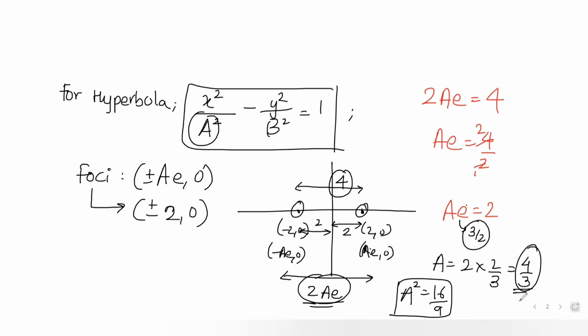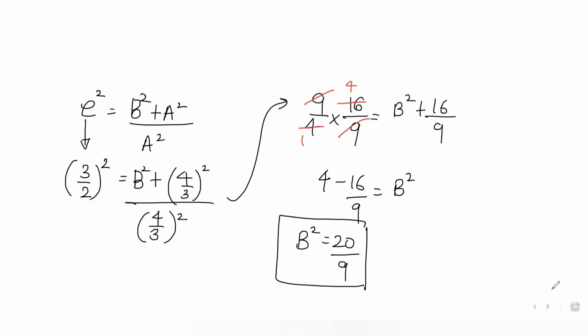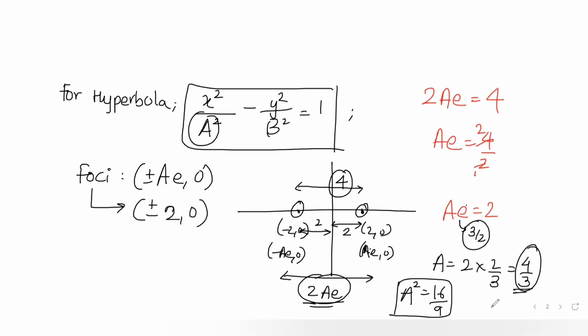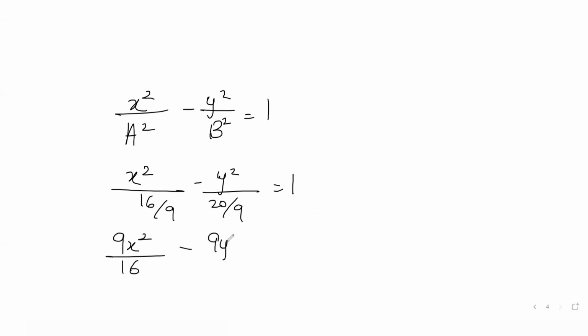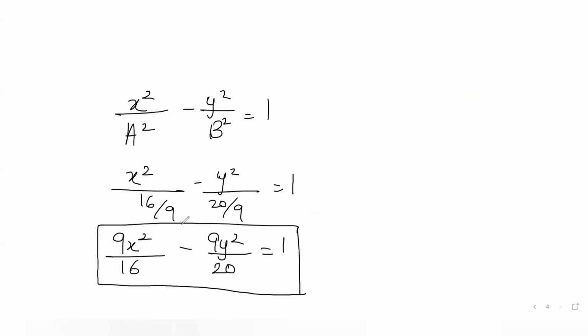Once I have A square and B square with me, I can just put that in the general formula and find the equation of the hyperbola that we have. So equation of the hyperbola, we know it is x square by A square minus y square by B square equal to 1. A square I have as 16 by 9, B square also we have with us, that is 20 by 9, is equal to 1. So with this expression we get 9x square by 16 minus 9y square by 20 is equal to 1. So from this expression we get the equation of the hyperbola.